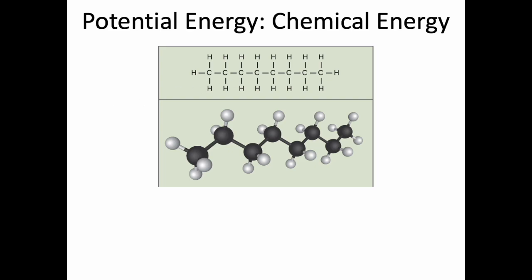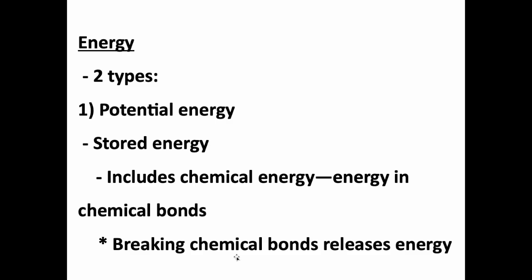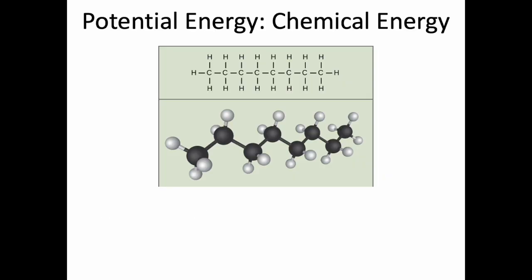So chemical energy is energy that is stored in these chemical bonds. And again, I've written this exact same thing in an earlier chapter, but breaking chemical bonds releases energy. So you could have chemical energy, chemical potential energy, just by having chemical bonds. So that's what things look like in chemistry and biology. So what about the other type of energy? So this is stored energy. All this stuff is potential energy.